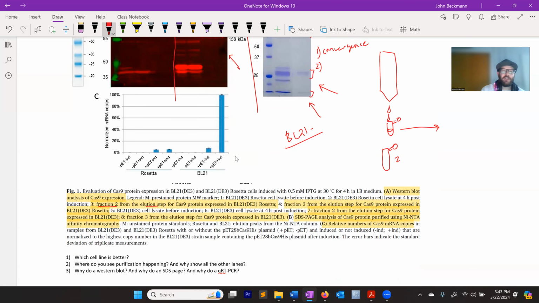Okay, then they did this third experiment, C. What type of experiment is this? On the y-axis, they're measuring quantified messenger RNA, which means it's what type of experiment? qRT-PCR. So it's a quantitative reverse transcriptase PCR reaction, measuring transcript copies of Cas9. In BL21, the control you need to look at is minus inducer, plus inducer. When they add the inducer, you get a ton of expression. In the Rosetta cells, when you add the inducer, they're getting almost zero expression, or there's no change in the expression.